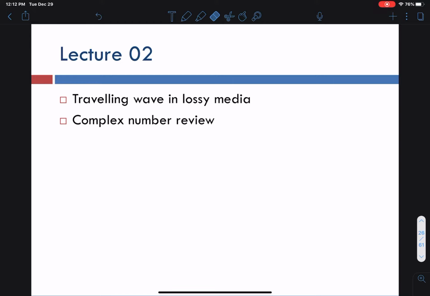Today we're going to talk about traveling wave in a lossy media, and also we're going to talk about complex number in review. Also we're going to talk about some tech brief.